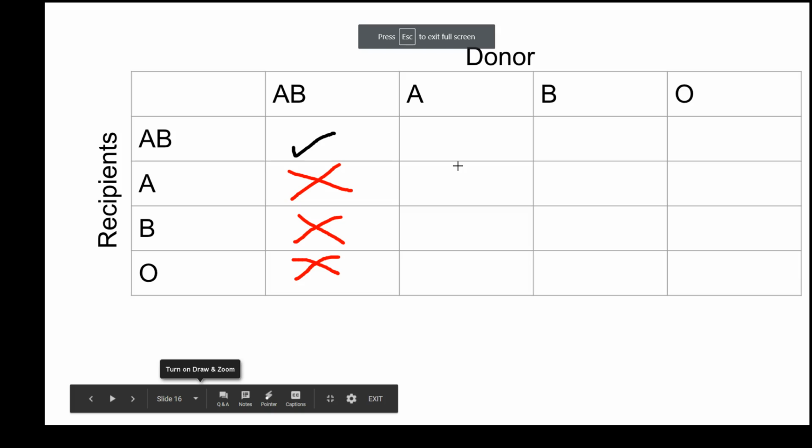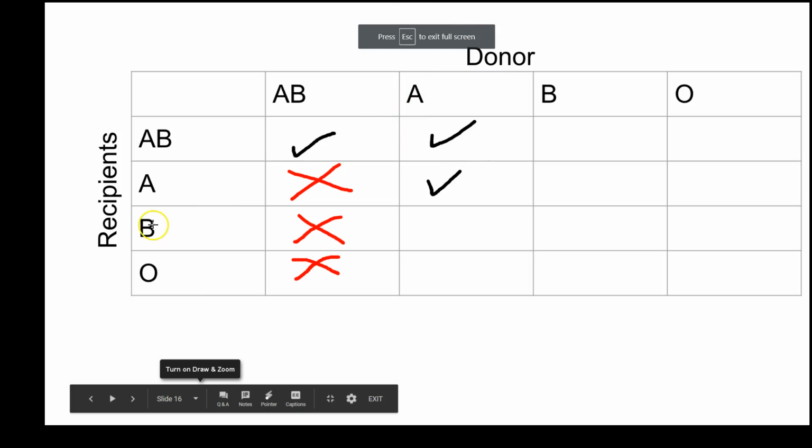So, moving along, if A tries to give blood to an AB person, will this work? I think that it will, because this person has no A antibodies, I should say, right? They have B antibodies, but this A blood has no B antigen, so that will work. Now, if this A donor tries to give blood to this A recipient, will that work? Well, yeah. These blood types look like one another, so you can put a check mark here.